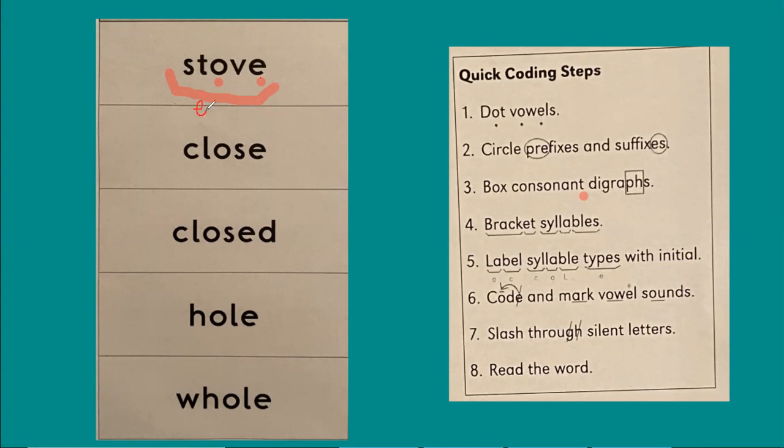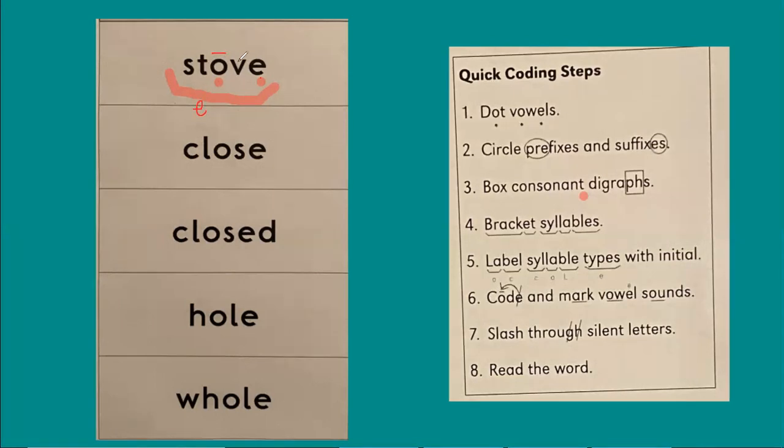So that's when we code, and we're on number 6 now, code and mark vowel sounds. So we know that this is a long O, because when we say stove, Mr. O, stove. So we put that straight line across for a long vowel.